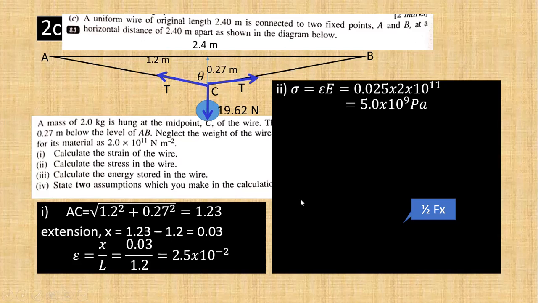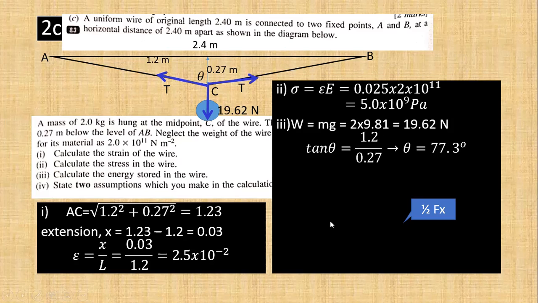Calculate the energy stored in the wire. Remember, there are two wires. You can calculate for this part. You have to calculate the tension first. The weight, mg, is 2 times 9.81. Then you can calculate this angle theta. That depends on how you want to solve it. I want to find the angle, so I take this triangle. Tangent theta is 1.2 divided by 0.27. Calculate it out, it is 77.3 degrees.